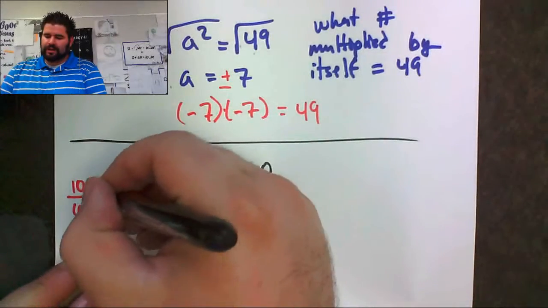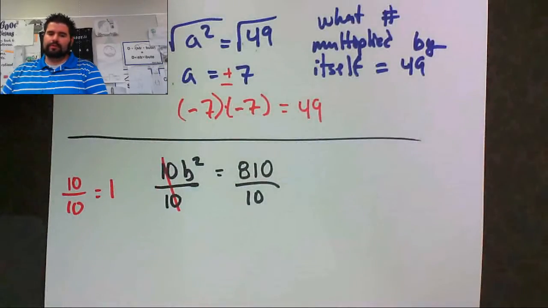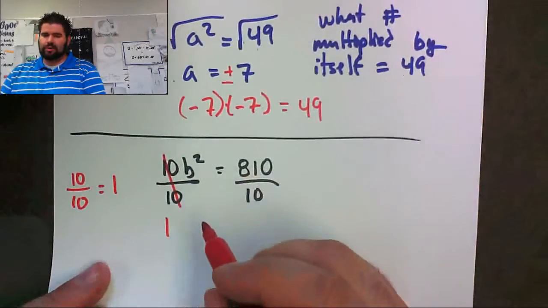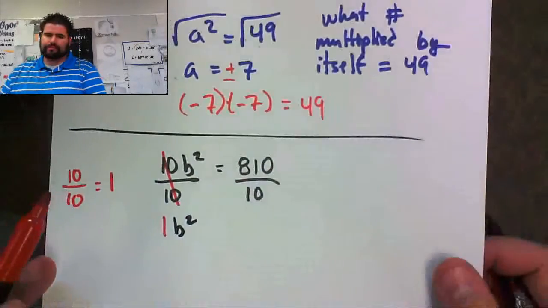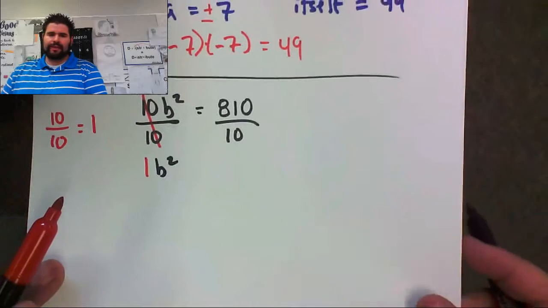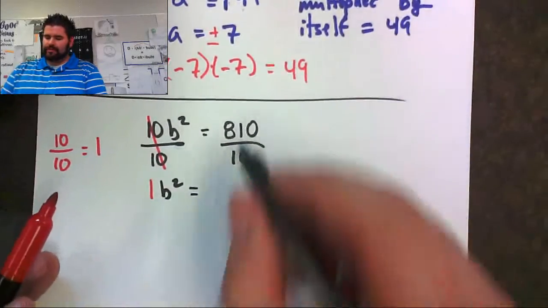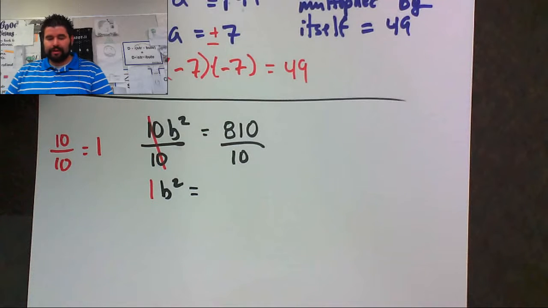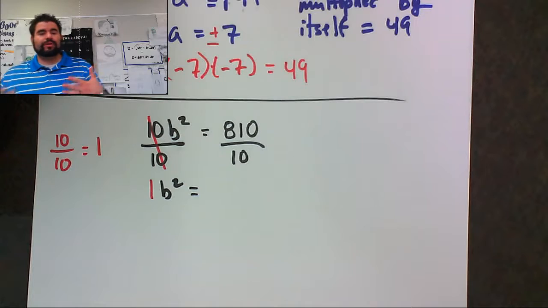10 divided by 10 is actually simplified, it's equal to 1. So there's actually this invisible 1 being multiplied to the b squared. And then after that, I have the b squared, and I just take 810 divided by 10, which is 81.